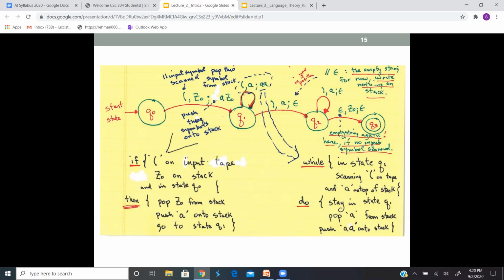So if a left paren is on the input tape, you know what that looks like, the cells up top, and there's a z sub 0 on the stack. We said z sub 0 marks the bottom of the stack.